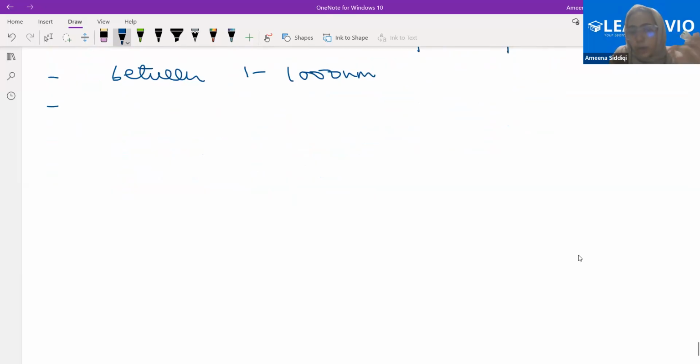Because the particles are of this range, what do you think? Will it be a stable solution or an unstable solution? Stable. It is a stable solution. Very good. It's a stable solution. That means particles do not get settled down at the bottom of the container if left undisturbed.